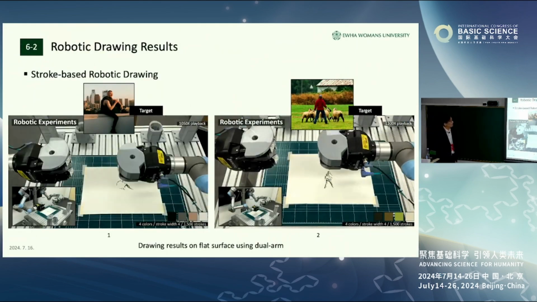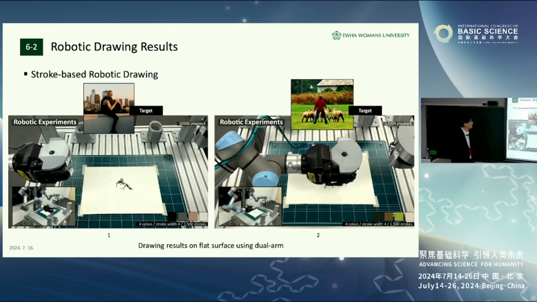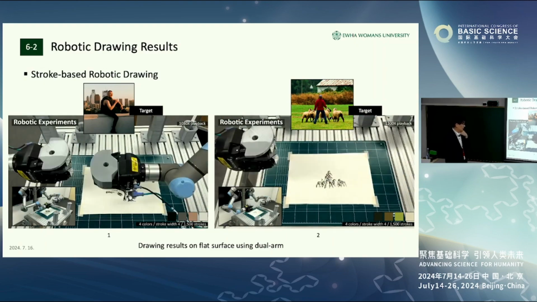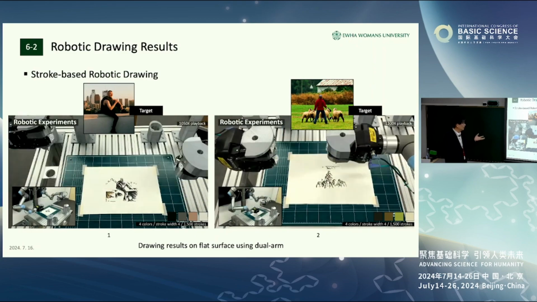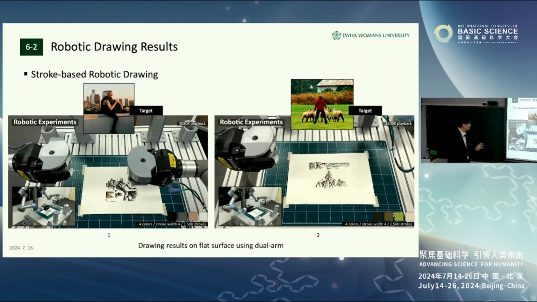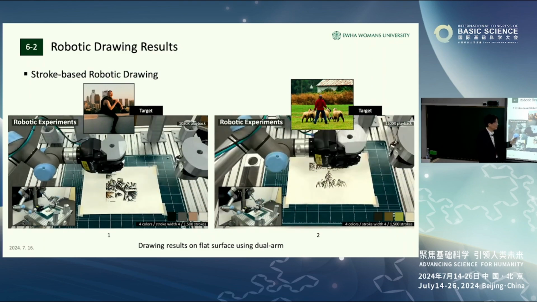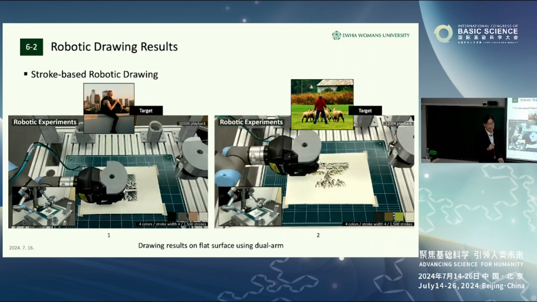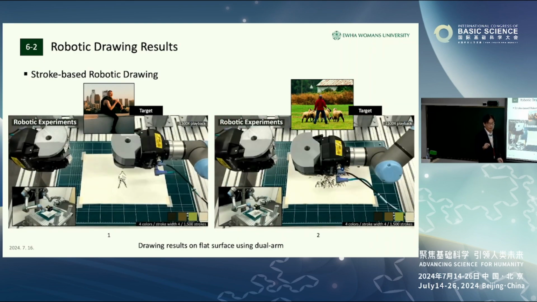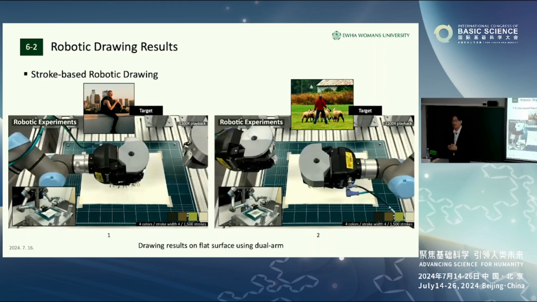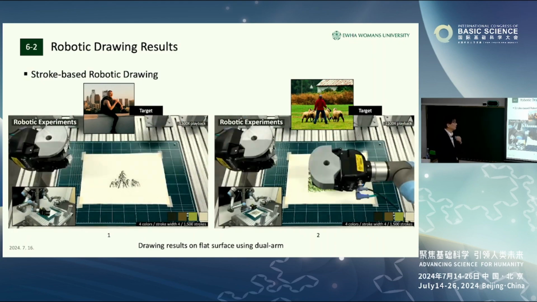And now this is the result of stroke-based rendering. So here, what you need to see is that we want to emphasize that not only the drawing result, hopefully, would be similar to the input, but the way the robot draws, or the sequence that the robot follows to draw, we claim is similar to what a human draws.